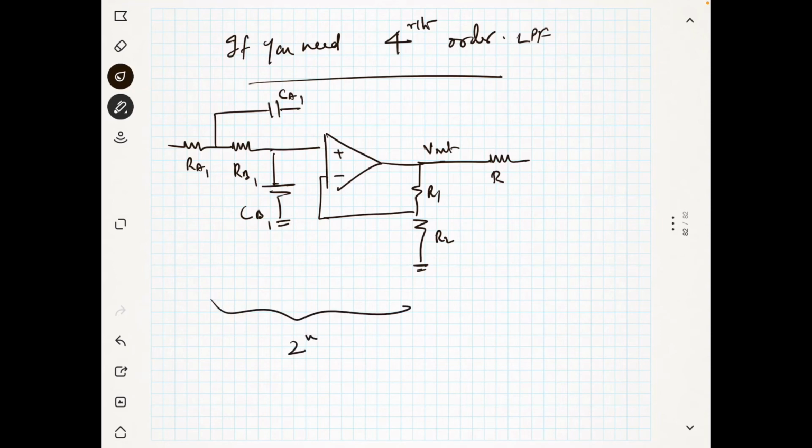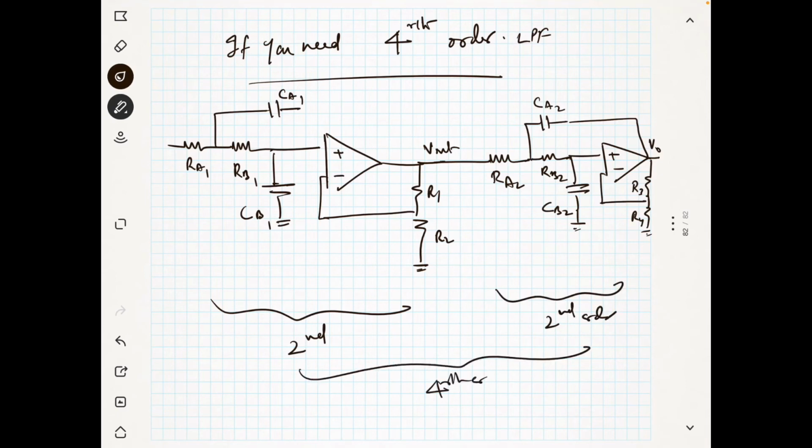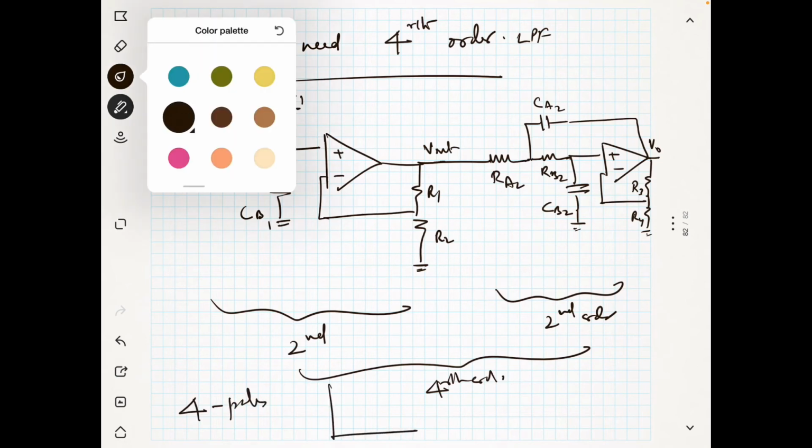So this is nothing but a second order filter. So this is RA2, CA2, then RB2, CB2, connect this to the ground, plus minus, this is R3, R4, V out, and I connect this here. So this is another second order. So the total, it is fourth order. So there are 4 poles. So your characteristic curve will be like this.